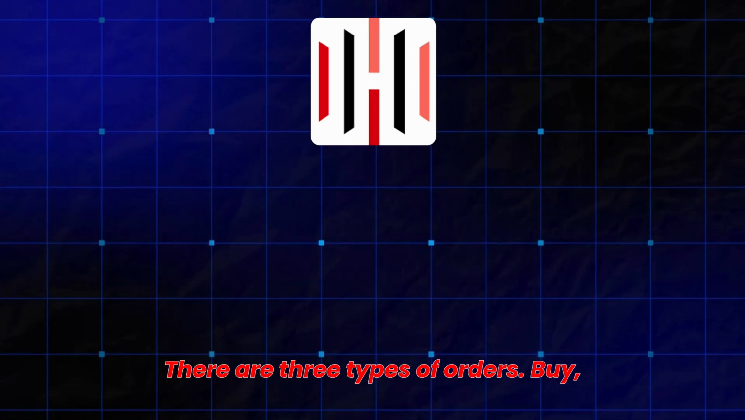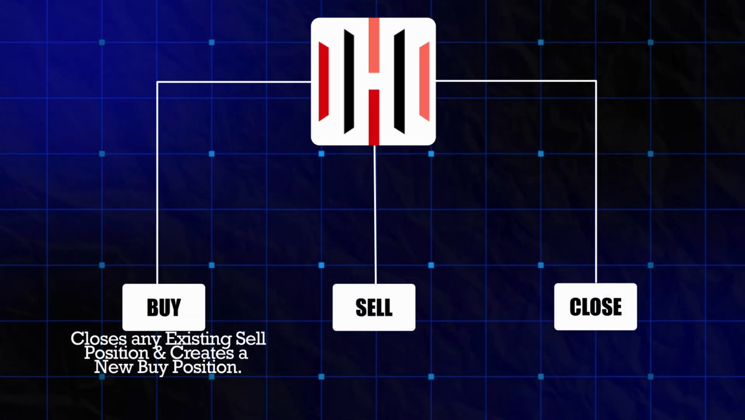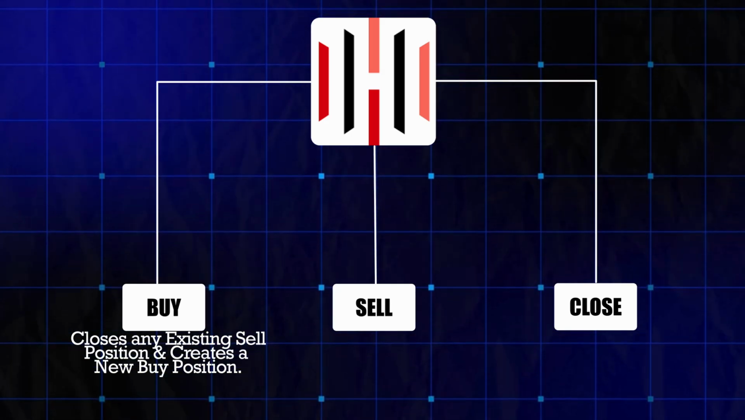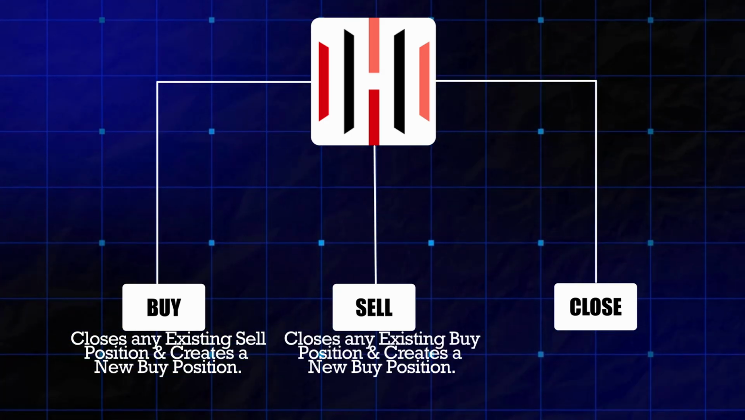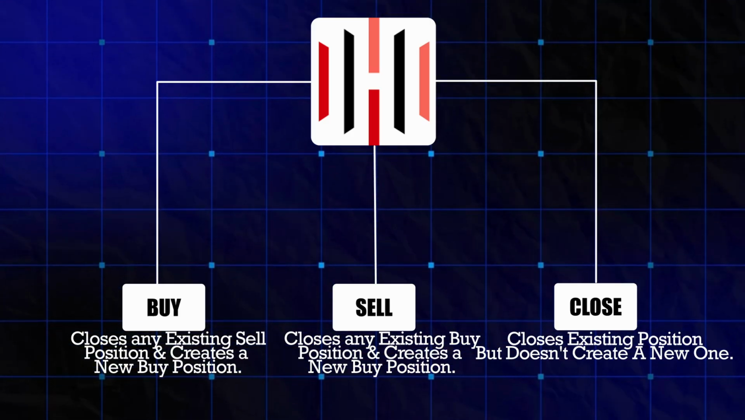There are 3 types of orders: buy, sell, or close. Buy alert closes any open sell position or order and enters a new buy position. Sell alert does the opposite. Close alert closes existing positions but doesn't open a new one.